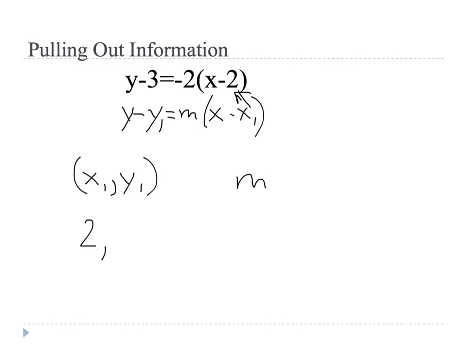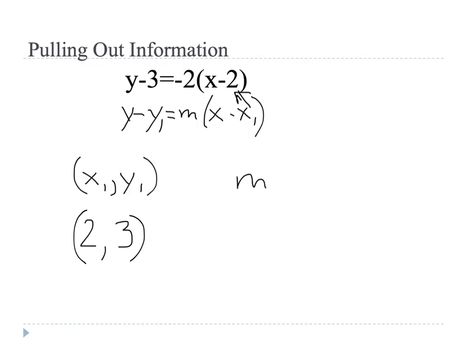Then y1, we have y minus 3. Again, it's y minus y1. So our y1 is going to be a positive 3. It's always going to be the opposite sign of what you see. In point-slope form, if it's a negative 3, that means our y1 is a positive 3. If the x is a negative 2 or x minus 2, that means our x1 is a positive 2.